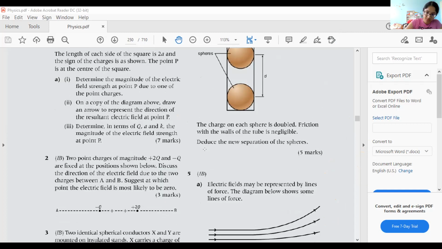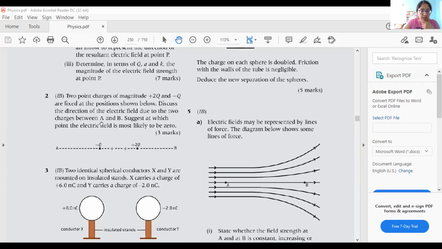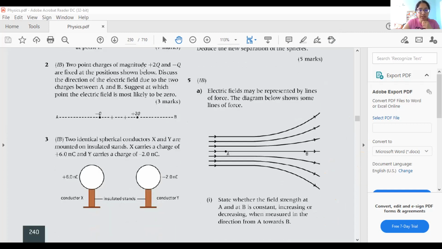Okay, let's go on to 2. Two point charges of magnitude 2q and negative q are fixed at the positions shown below. Discuss the direction of the electric field due to the two charges between A and B. Suggest at which point the electric field is most likely to be 0.